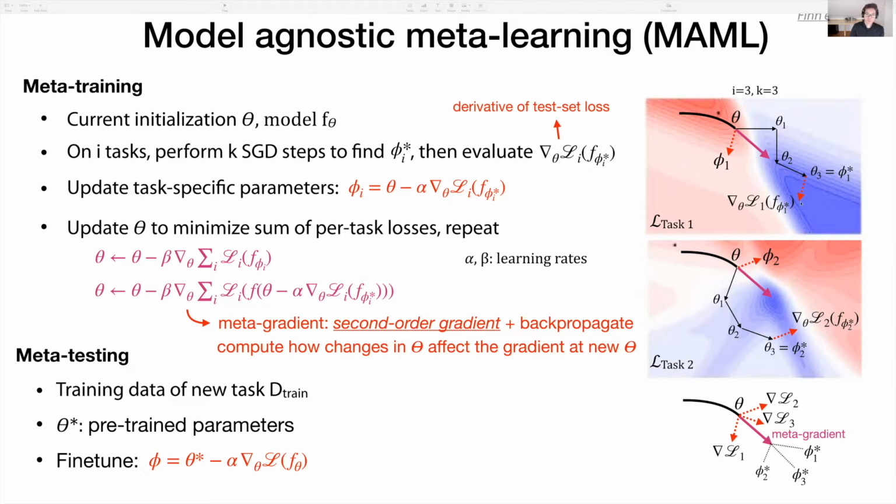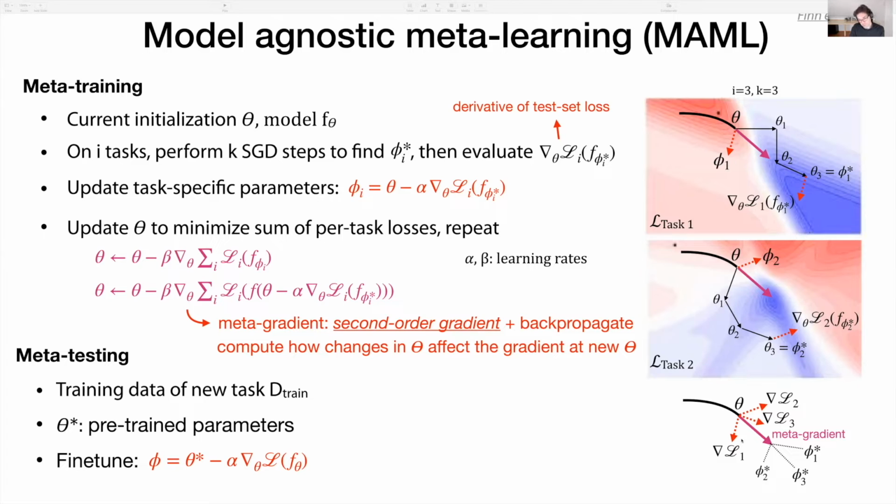And then we do this for every task. So this was task 1. For task 2, do the same thing. We end up here. We compute the derivative of the test loss here. We have a phi 2 over here. And then we learn a meta gradient, which is based on the derivative of the test loss for each of the tasks.